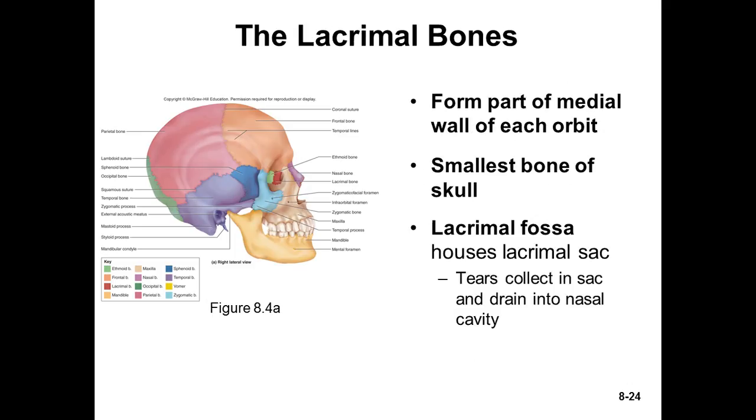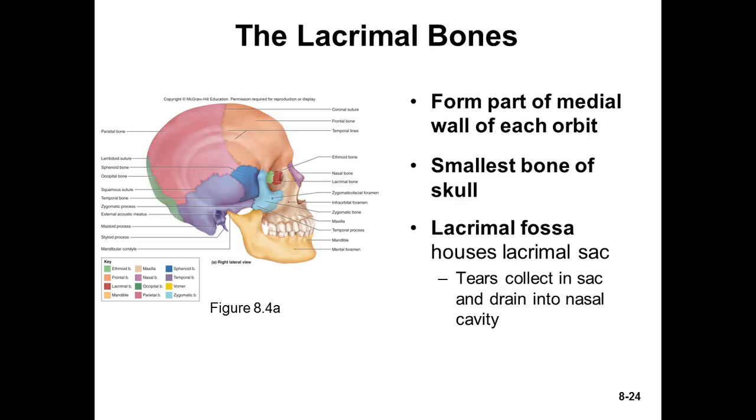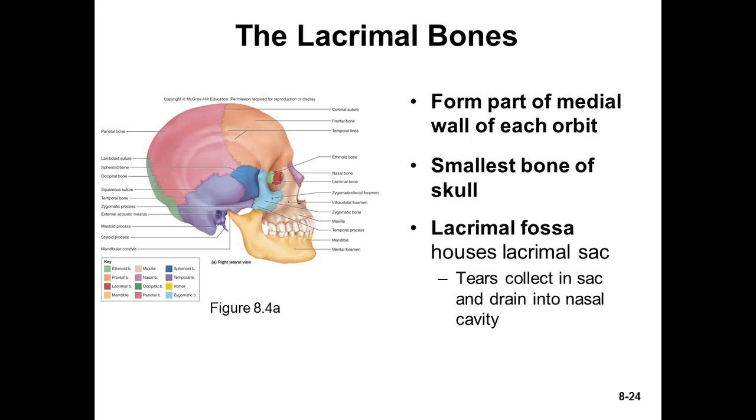You also have the lacrimal bone. That's the smallest of all the bones of the skull. It forms the medial wall of your eye socket. You can see it in red in that picture, figure 8.4a. It also has a little sac, which is called your lacrimal sac, where your tears are housed. So the tears will collect in a sac, and they will drain into the nasal cavity when you're crying, which is why you have the runny nose.